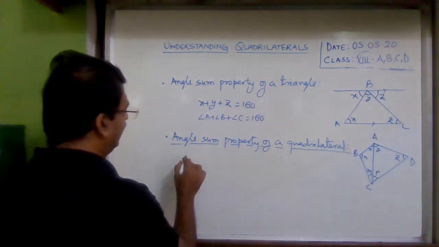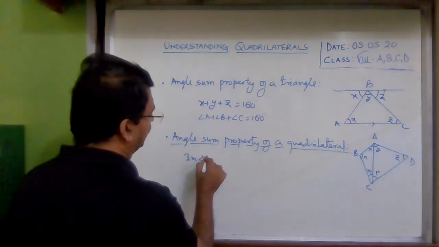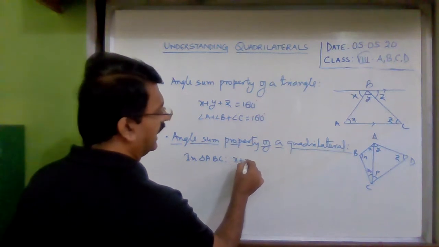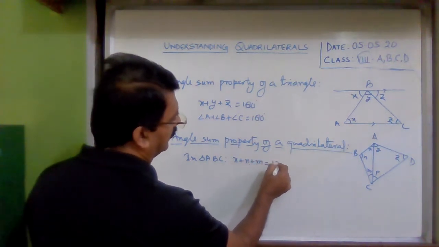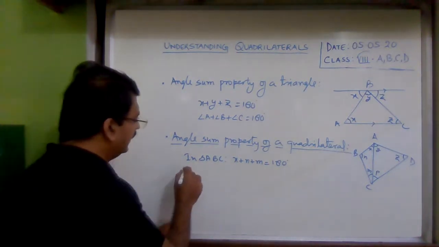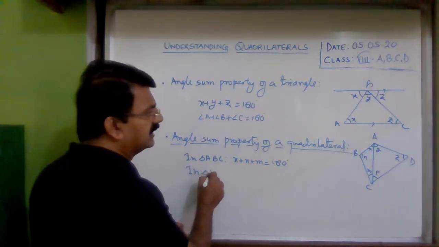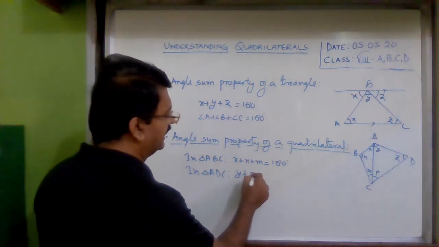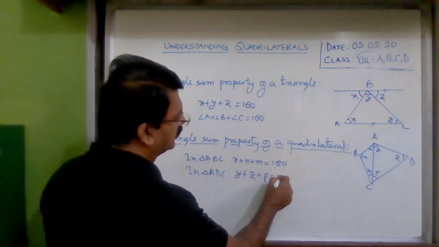Now, in triangle ABC, X plus N plus M is equal to 180. That is angle sum property in a triangle. And in triangle ADC, Y plus Z plus P is equal to 180.